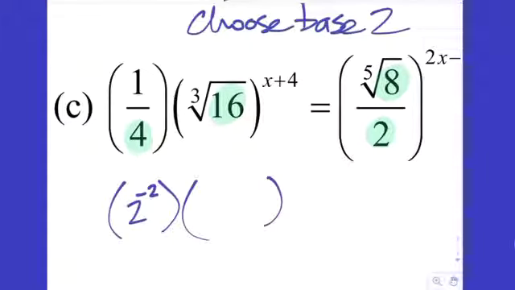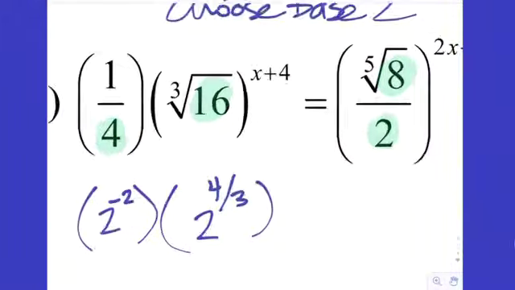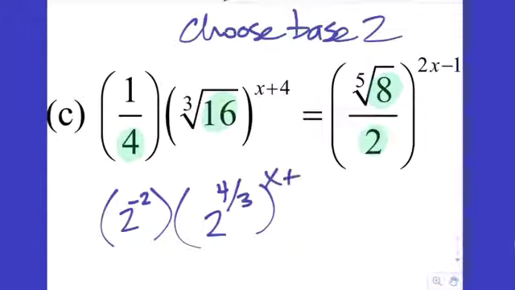The next factor, that's the cube root of 16. Well, 16 is 2 to the what power? 2 to the 4th power. But because it's the cube root of it, it's then that number raised to the 1/3 power, so it should be 2 to the 4/3. Again, take more steps if you need it, but that's where I'm hoping you can be, looking at the cube root of 16 and knowing it's 2 to the 4/3. Now that is still raised to the x plus 4th power. So we do as much as we can, but not too much.